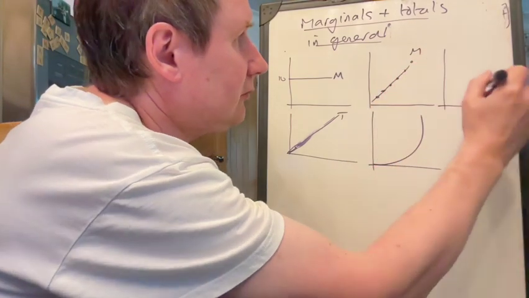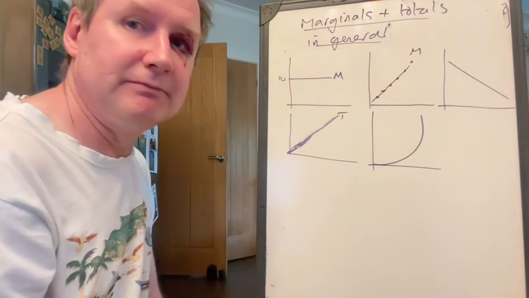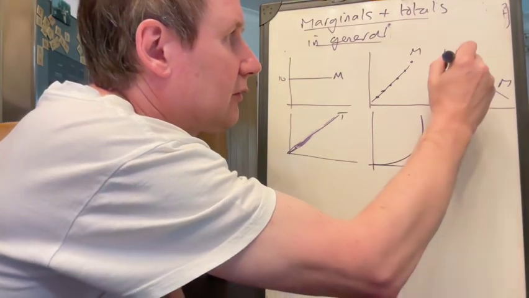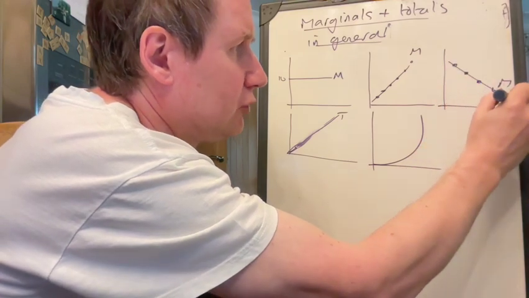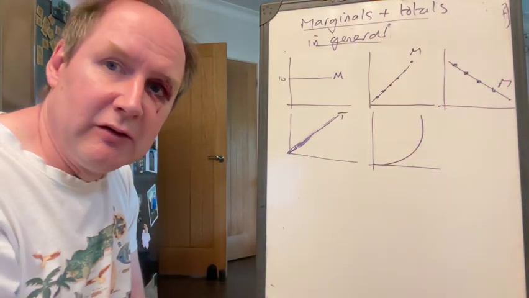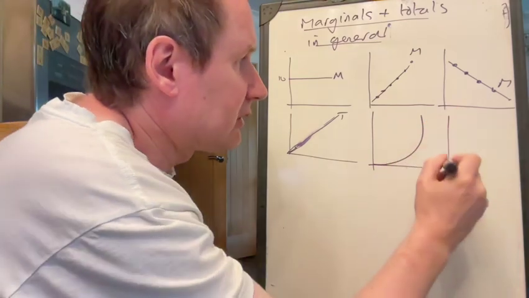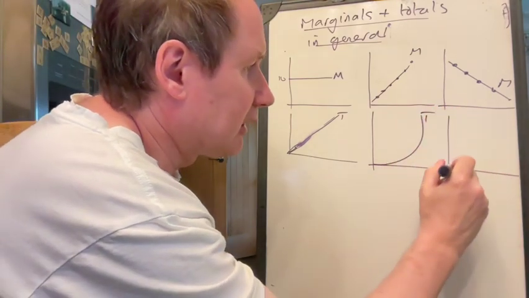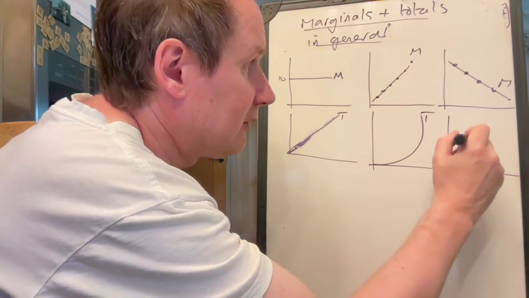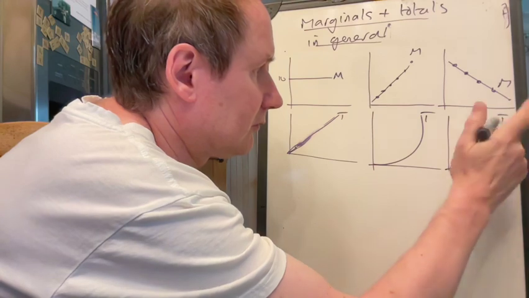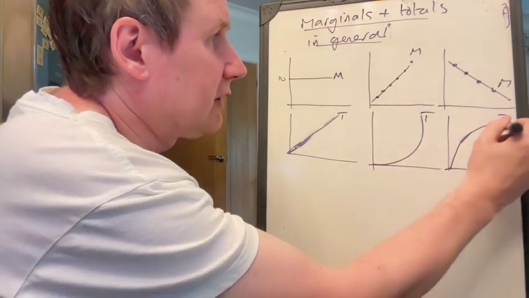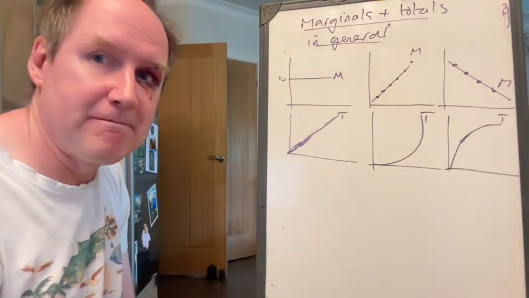Imagine the marginal went like that. The first one adds 20, the next one 15, 10, 5, 2. Each one is adding, but it's adding less. So my total this time is going to go up fast, then slower and slower and slower, like that. So it rises, but more slowly.